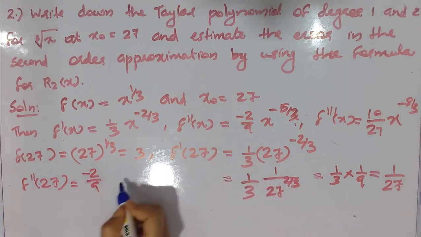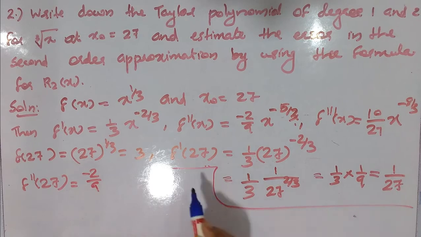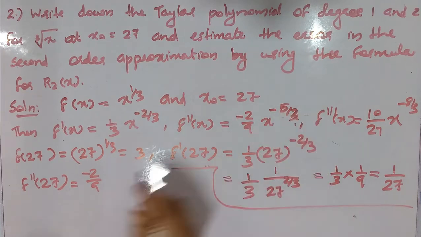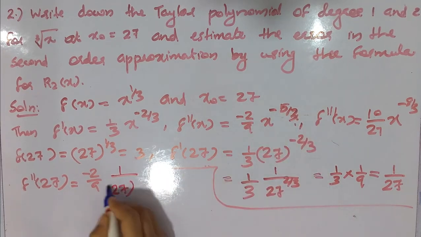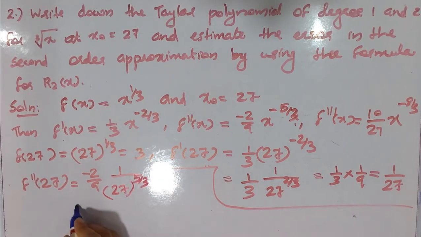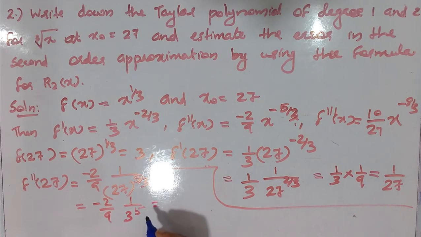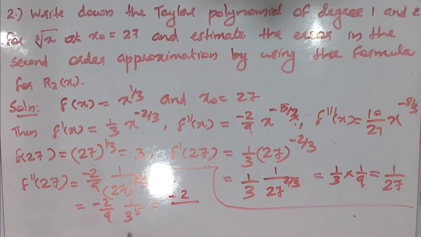Minus 2 by 9. Minus 2 by 9 into x, 27 with negative power, 27 raised to 5 by 3. Then cube root is 5th power. Minus 2 by 9, cube root is 3, 1 by 3 raised to 5. Minus 2 by 3 power 5 is 3 squared, and we will get 3 power 7. This is f double dash of 27.